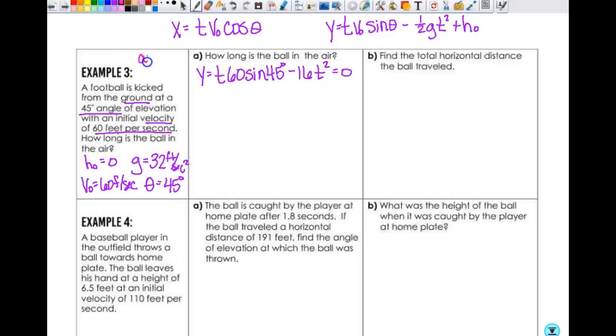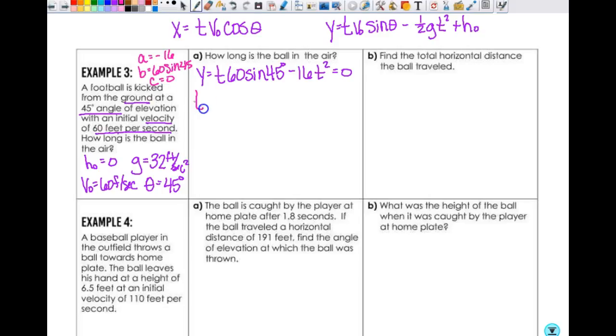So here your A is equal to negative 16. The B goes with the t term here. So B is equal to 60 times the sine of 45. And then your C term is the constant, which we don't have because the initial height was 0, so C is 0. So let's think about what we do here.